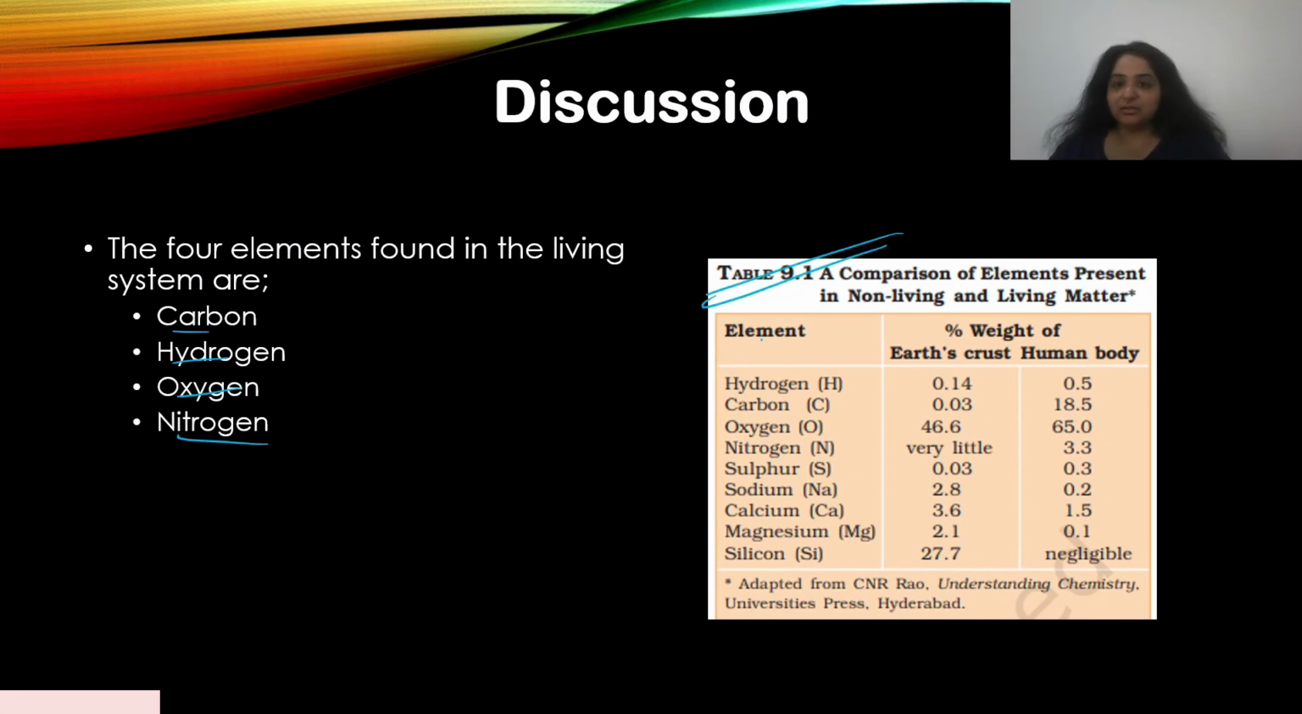Okay, so this is a table. You see hydrogen on top, you have carbon, oxygen, nitrogen, and sulfur here. Unfortunately they haven't given the percentage of phosphorus, but these are actually the 6 elements that are found, though they have already mentioned 4 elements over here. This is taken from NCERT, by the way, so you should know this table. All right, let's move on then.